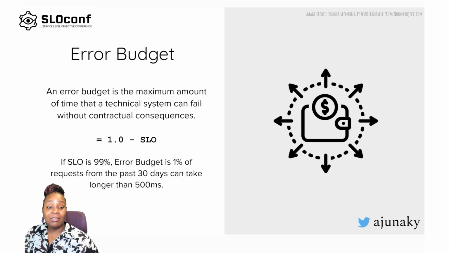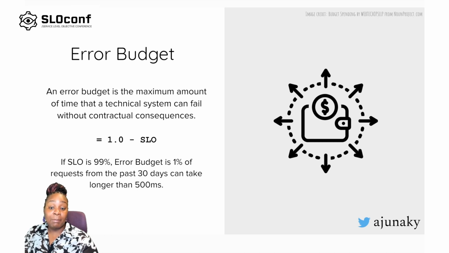Next, I'd like to talk about error budgets. An error budget is the maximum amount of time that a technical system can fail without contractual consequences. This is the allowed amount of unreliability, and it's usually derived from your SLO's target percentage. It's usually 1 minus the SLO. So a 99% SLO from our previous example would mean that we have a 1% error budget. In this case, 1% of requests from the past 30 days can take longer than 500 milliseconds.